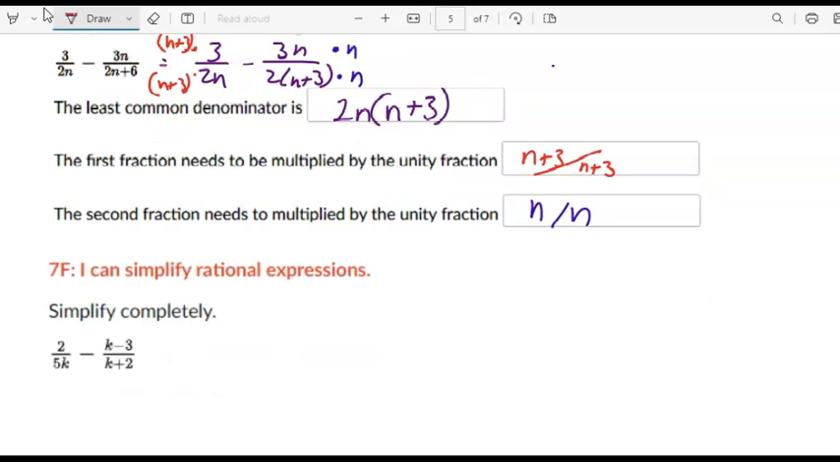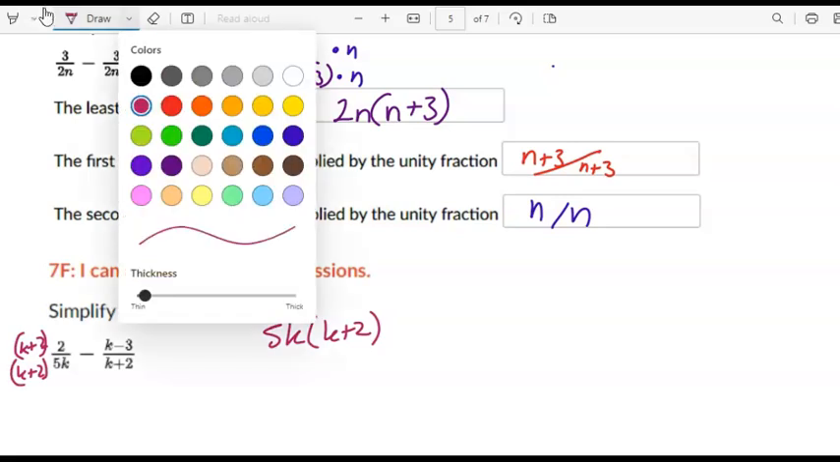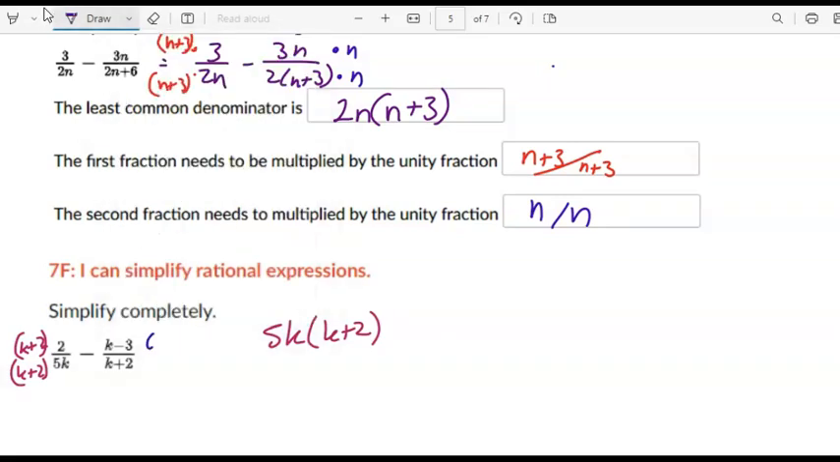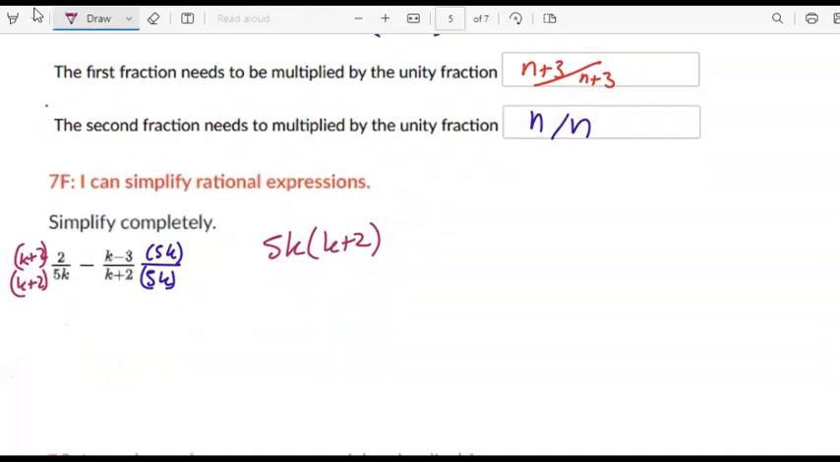Simplify completely. 2 over 5k minus k minus 3 over k plus 2. So our least common denominator here would be 5k and k plus 2. We're going to multiply the first fraction by k plus 2 over k plus 2. And then we're going to multiply the second fraction by 5k over 5k. So let's multiply those.